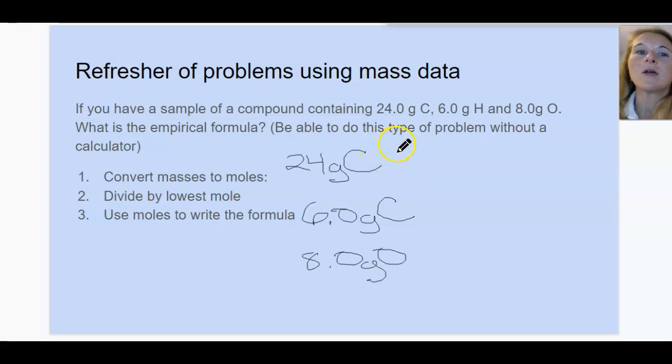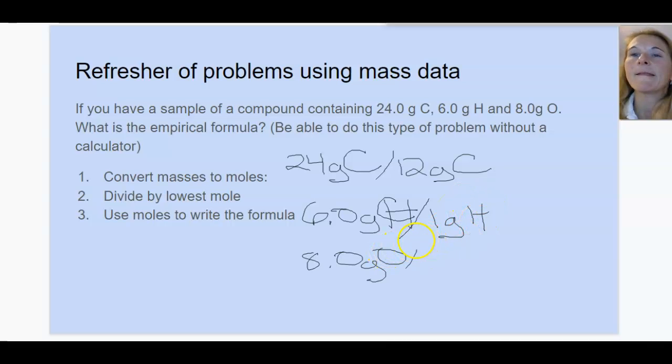Pretty easy here. We are going to convert to moles by dividing by the molar mass. So we know that carbon is 12 grams. Oh, that shouldn't say carbon there. That should say hydrogen. That should be an H. Hydrogen is 1 gram per mole. And oxygen is 16. Just making sure I remember correctly.